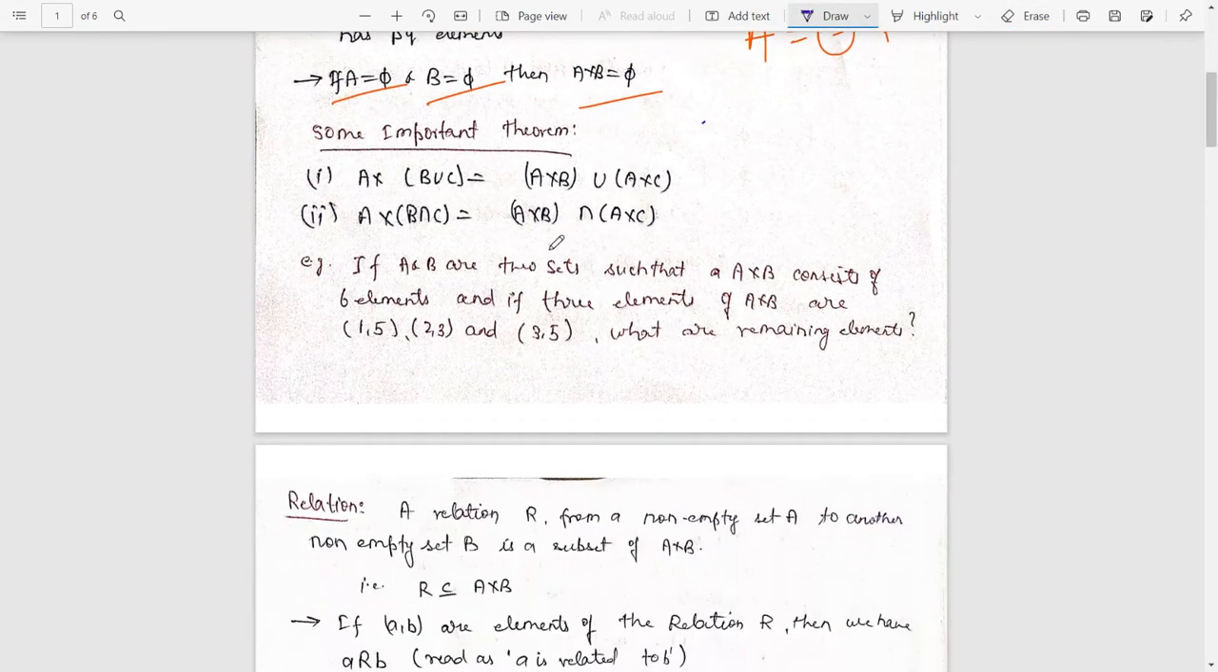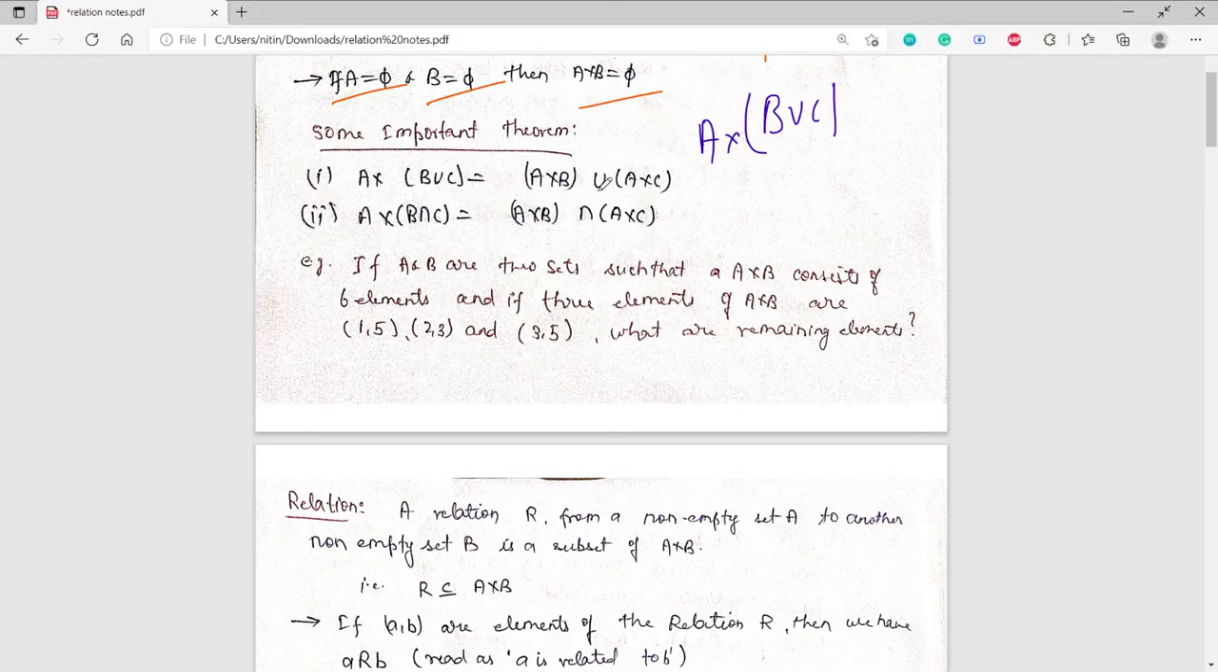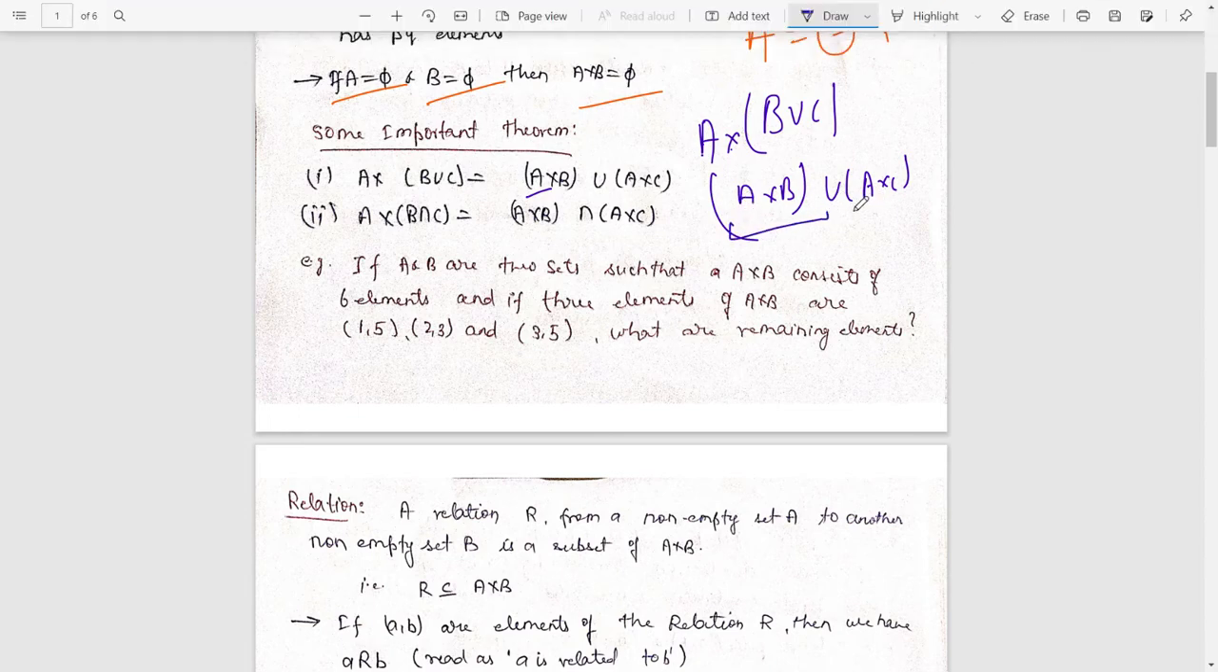Now, the next thing is some important theorems. If you are trying to find A cross B union C, so let's say there are two other sets B and C, and you want to find A cross B union C, that formula breaks down into two parts: A cross B union A cross C. So if you are trying to find the product of A with B union C, then find the Cartesian product A cross B, then A cross C, and then take the union. Obviously, the same goes with the intersection. So let's say you want to find A cross B intersection C. In that case, take A cross B intersection A cross C. So these are the two main theorems of the Cartesian product.